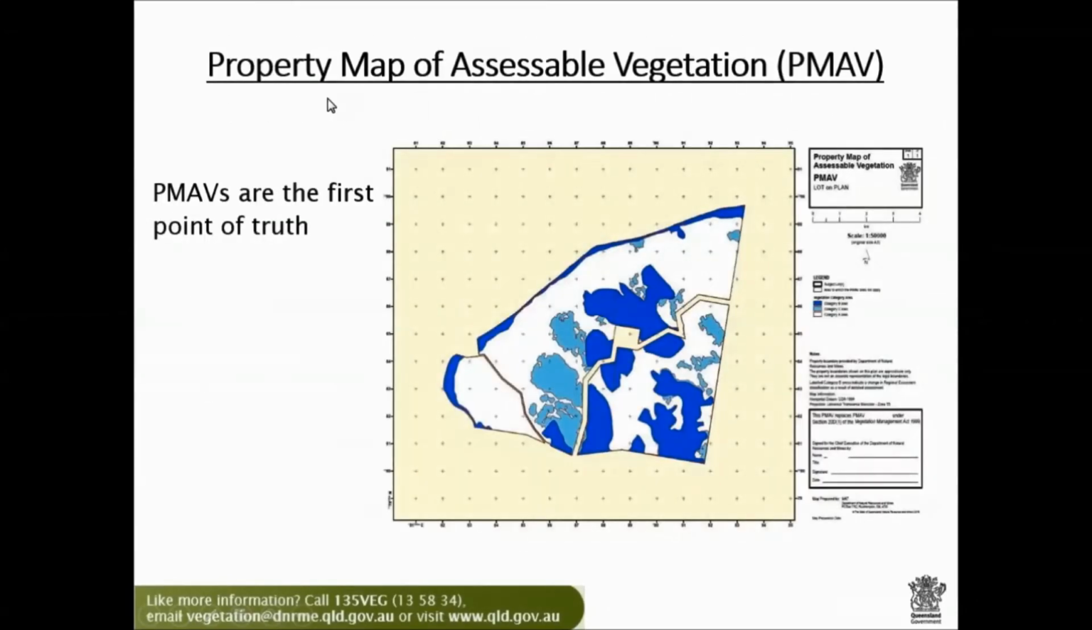What does a PMAV look like? That's one where they've got the category C, category B and category X. It's the first point of truth, the PMAV, as far as legislation goes. So that's what we look at first off. When somebody rings up, we open up their PMAV, we say, yes, that's category X, you're fine to go. It doesn't matter what's happening underneath it really. Obviously the protected plants trigger map's a bit of an issue, as I said, but that's a different department.